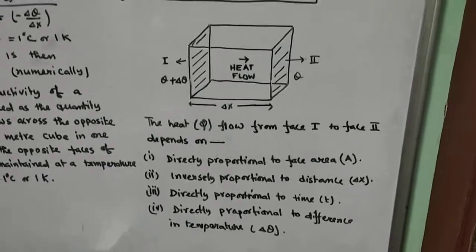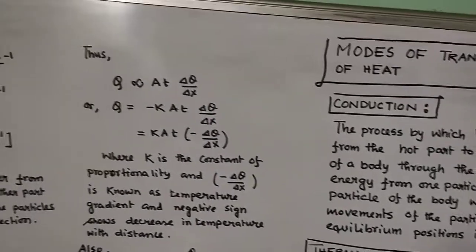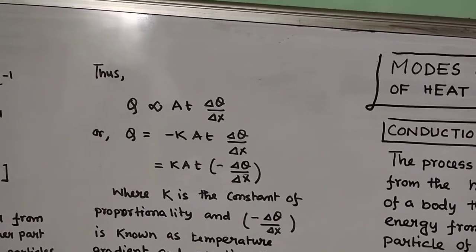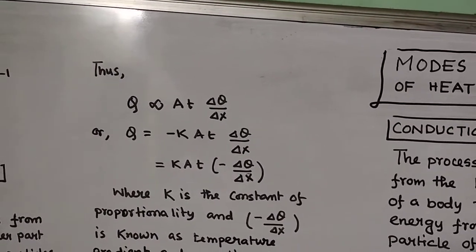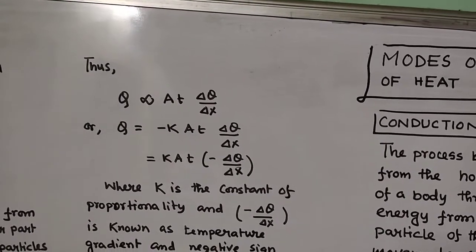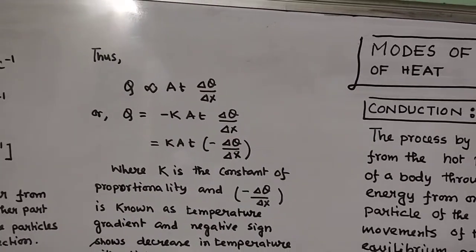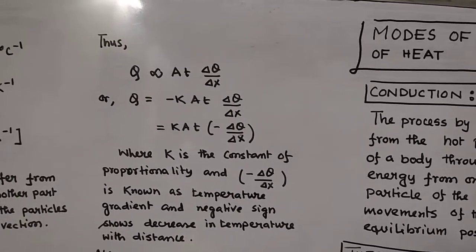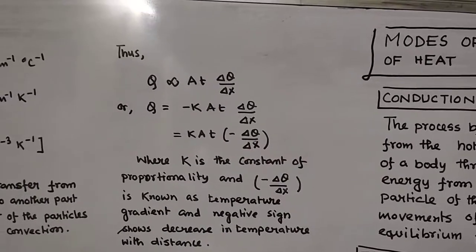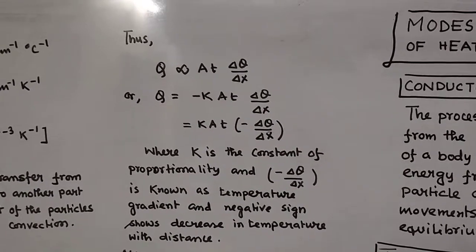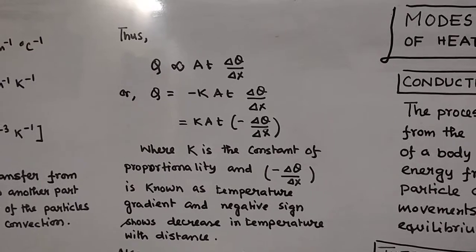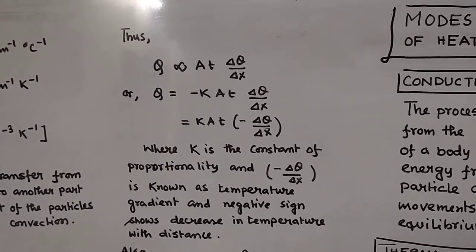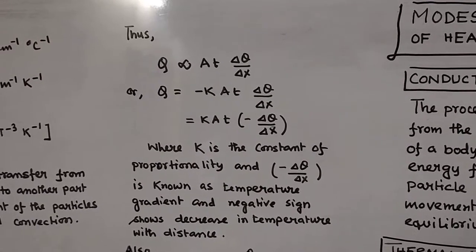So combining these parameters, we can define one expression: Q is proportional to A for area, T for time, delta theta for difference in temperature, and delta X is the distance between the two phases. Now to remove this proportional sign, we have to bring in one constant, that is K. K is the constant of proportionality, known as thermal conductivity, and delta theta by delta X is basically known as the temperature gradient.